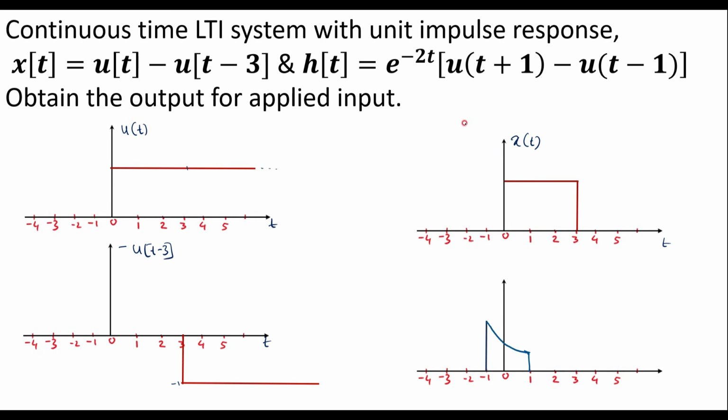When this signal is multiplied with e power minus 2t, we get an exponential signal which begins at t equal to minus 1 and ends at t equal to 1. So because of multiplying with the unit step signal, the exponential signal will exist only for this period. So this is the h of t signal, which is equal to e power minus 2t. Now try to find the convolution integral between x of t and h of t.